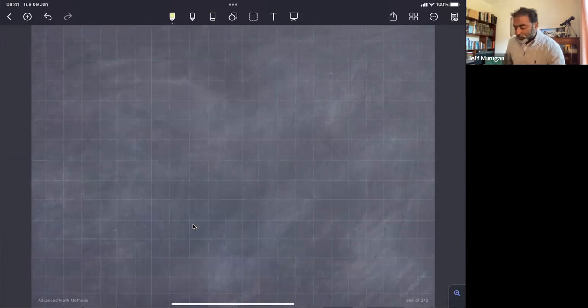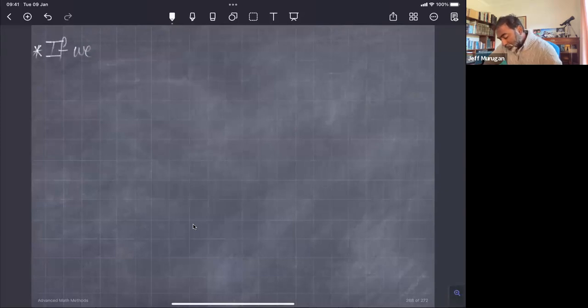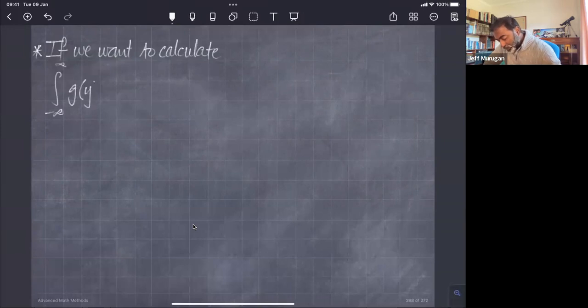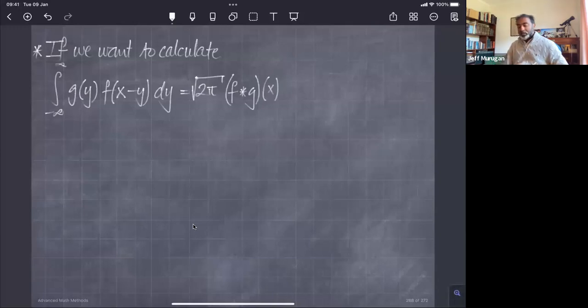The most obvious use of the Fourier transform of the convolution integral is, of course, to be able to do integrals that I can put into the form g of y times f of x minus y. So if we want to calculate the integral from minus infinity to infinity of g of y f of x minus y dy, then we know that this is the square root of 2 pi times f star g of x, by definition.